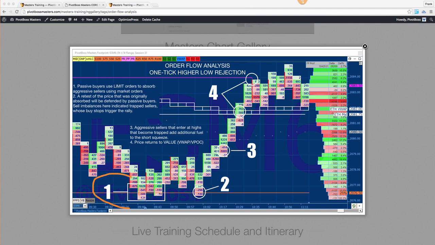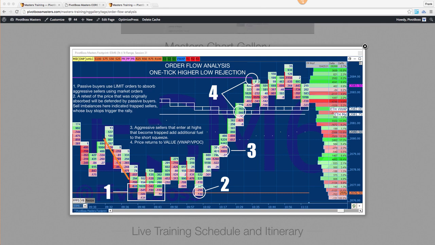So this is what it looks like. I got it mapped out right here. That's number 1, number 2, number 3, and number 4 here. And then you can see it talks about each of these points here. So we'll go through with number 1. Passive buyers use limit orders to absorb aggressive sellers using market orders. So you can see when price drops into our zone of interest, remember we were looking at an area between 77.5 and 76.5, because that's where our key levels were in the premium trading room today.